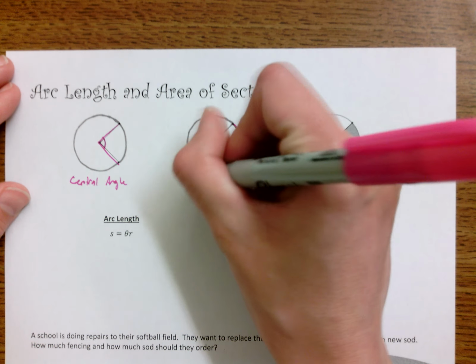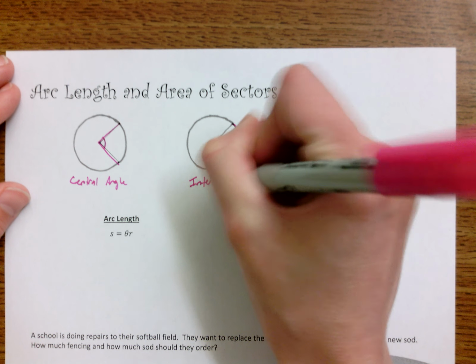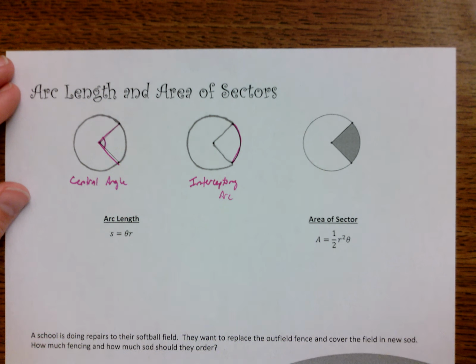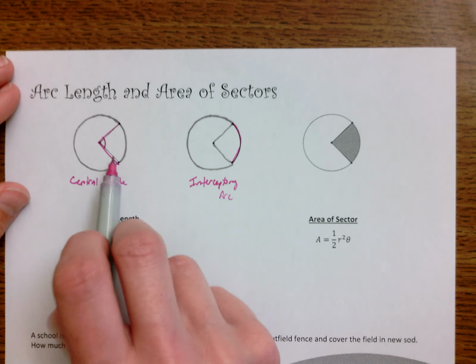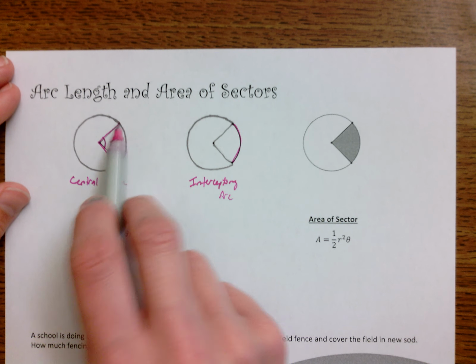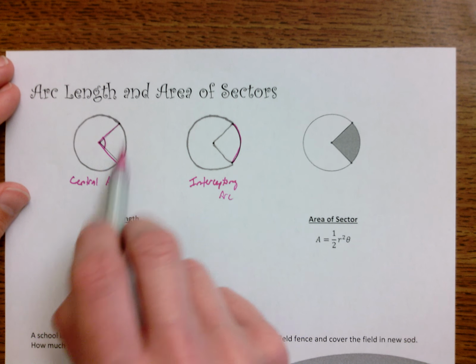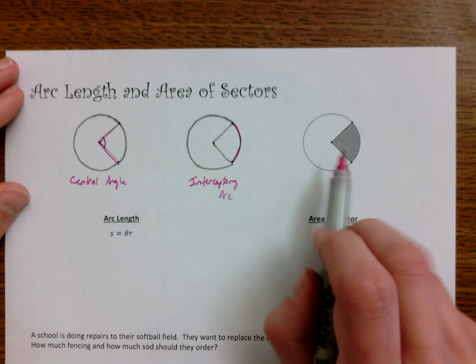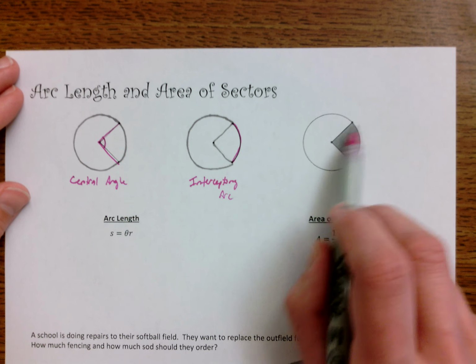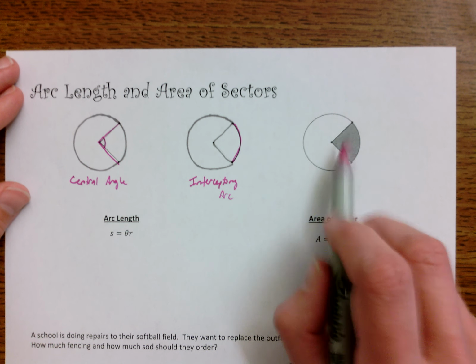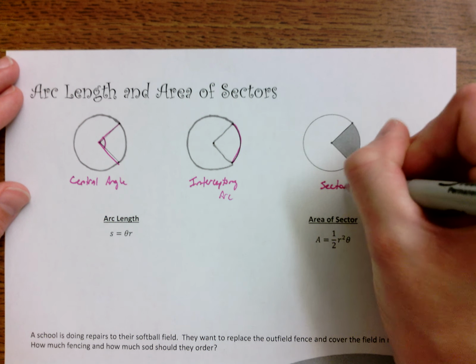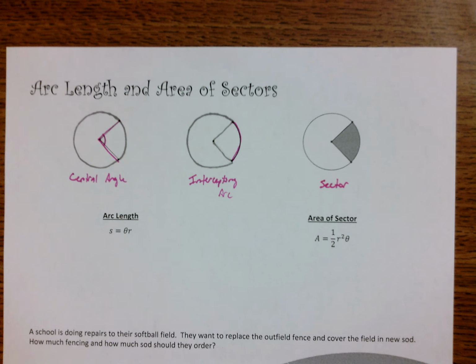That is called the intercepting arc. So the intercepting arc is the arc that intercepts this central angle. So you have a central angle, and where that central angle encompasses the edge of your circle, that's called an intercepting arc. And again, with my pizza analogy, if you think about this section here, it's like the slice of the pizza, so the whole little thing, that is called the sector of a circle. So that's called a sector, and that's like the whole slice of pizza.